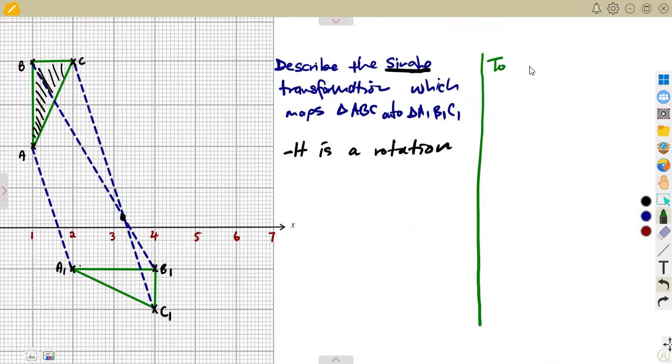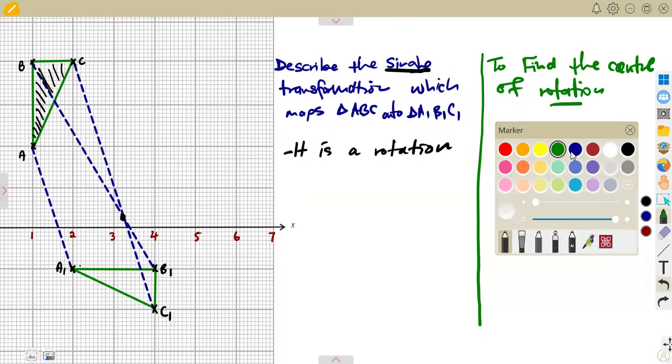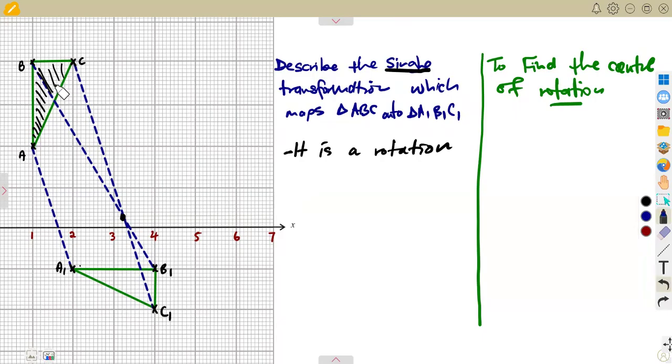So to find the center of rotation, this is what you're going to do. You bisect any two corresponding lines that you have joined. You joined B to B1, C to C1, they intersected. So you bisect these two, any two.